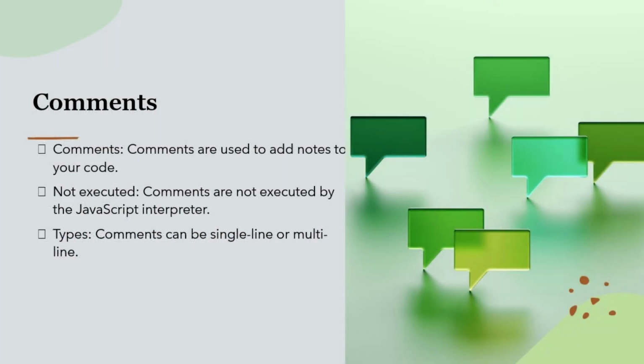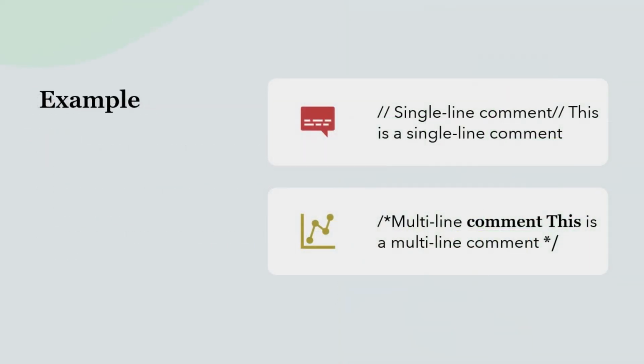Comments. Comments are used to add notes or explanations to your code. They are not executed by the JavaScript interpreter. Comments can be single-line or multi-line. Single-line comments. Single-line comments start with // and are used for adding comments on a single line. In this example, we added a single-line comment to explain what the code does.